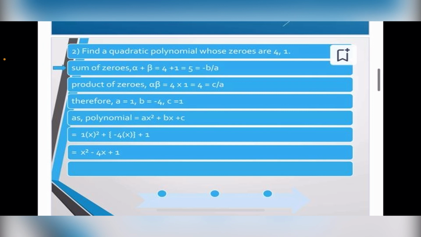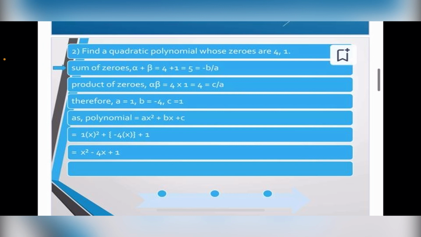The second type of question asked from this chapter is to find a quadratic polynomial where the zeros are given as 4 and 1. There's a trick to find it. Here I have written alpha plus beta. We know that alpha is 4 and beta is 1. Or you can also find the quadratic polynomial by this: P of x is equal to x square minus sum of roots x plus product of roots. When you are doing MCQs, it is an easier way to do it.